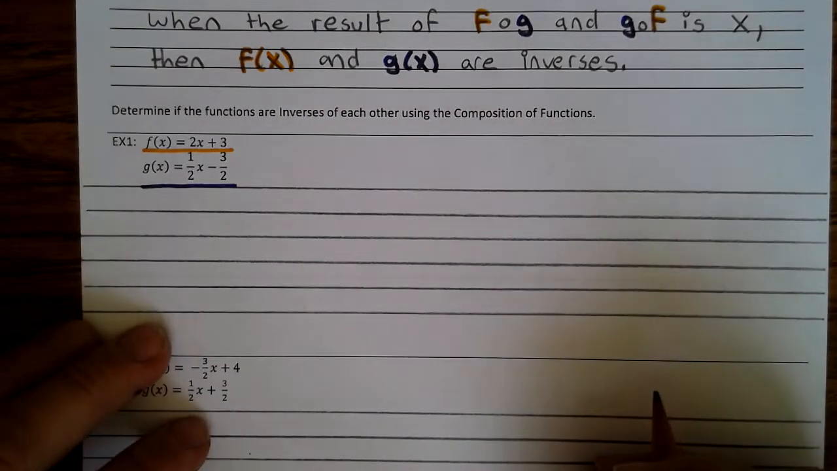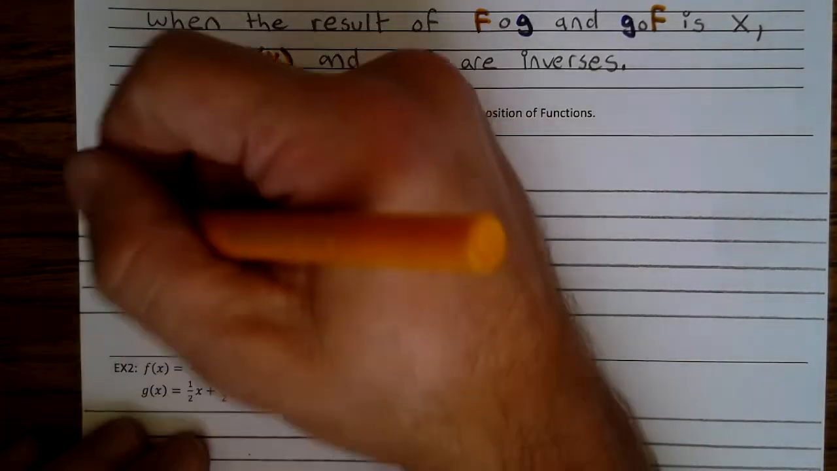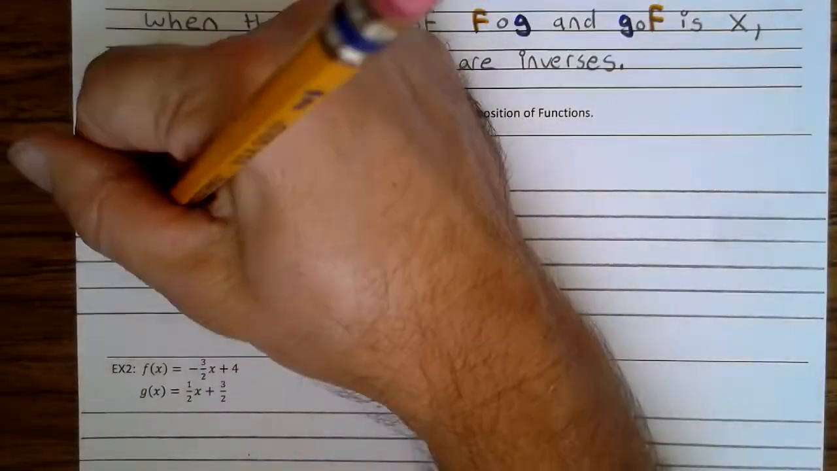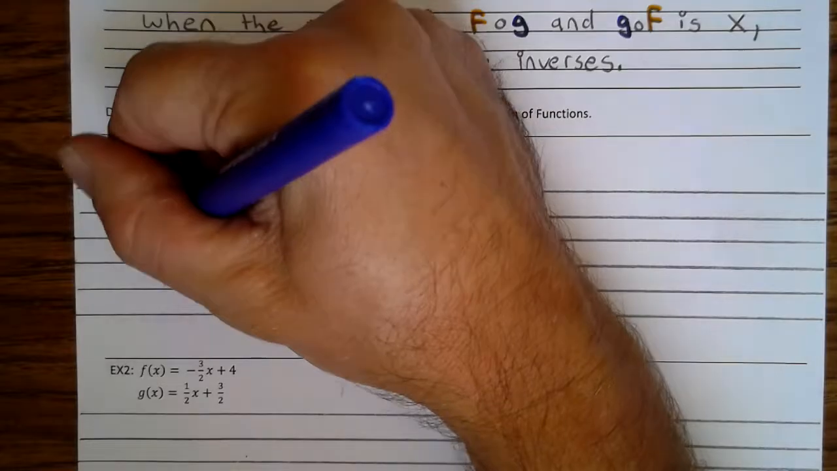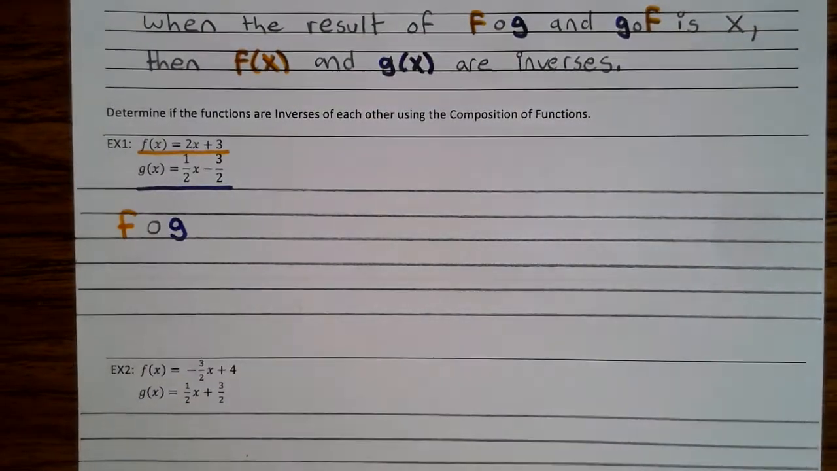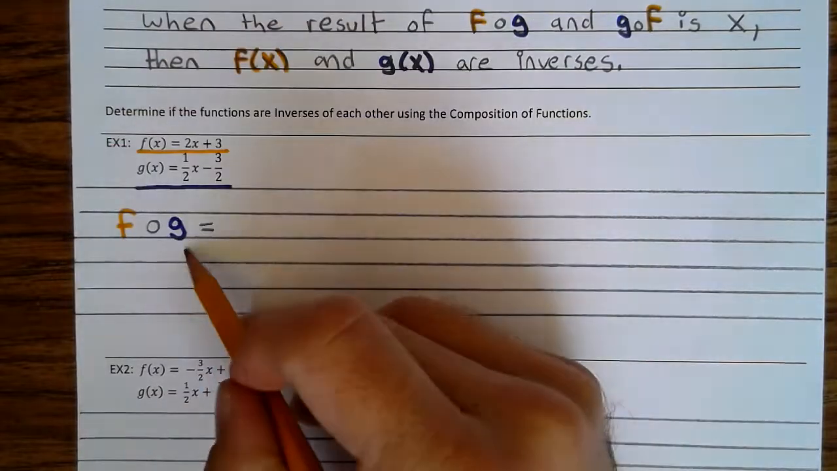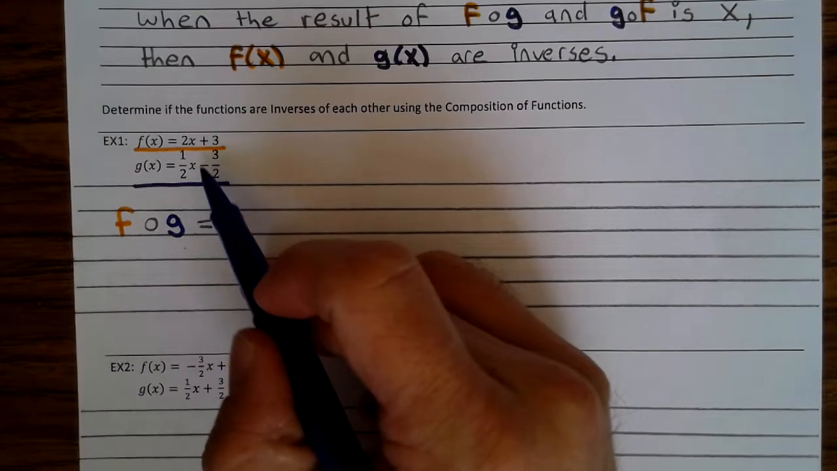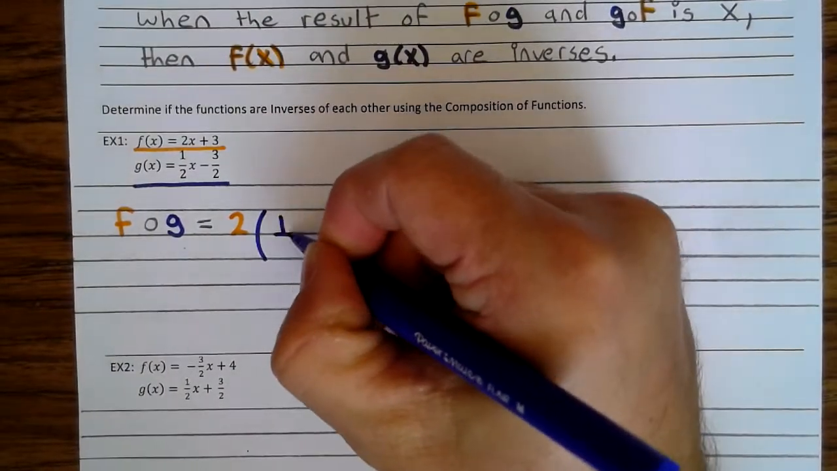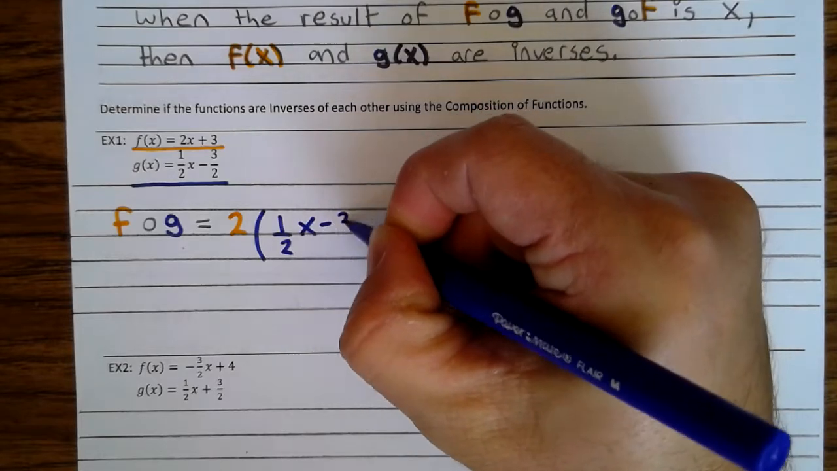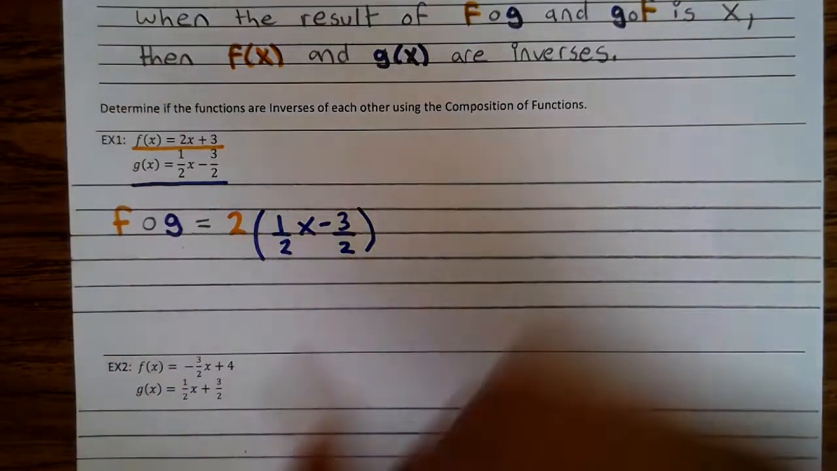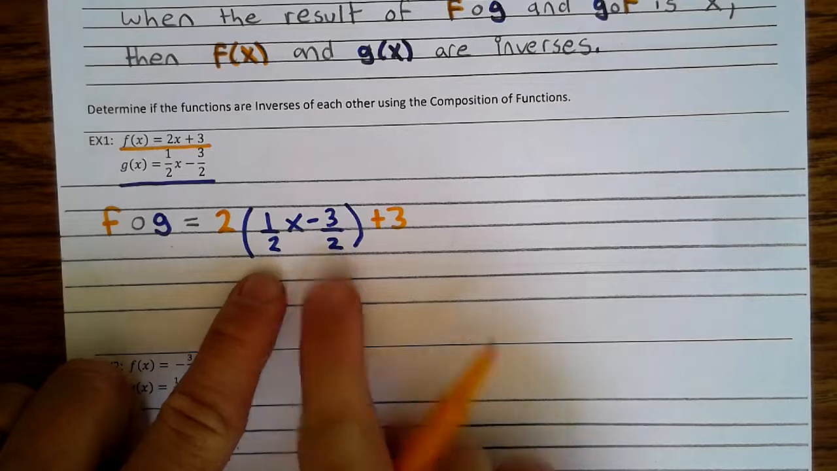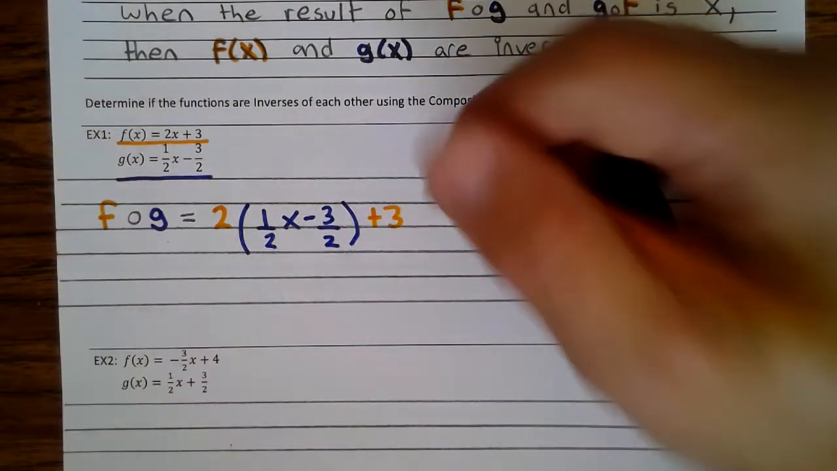All right, so we're going to do f of g. In this case, we're going to put g of x into f of x. So that's 2. We're going to put all of this in for the x. So 1/2 x minus 3 divided by 2 plus 3. Notice the 2 and the 3. This is f of x, and we put g of x into f of x. Okay? So now we simplify.